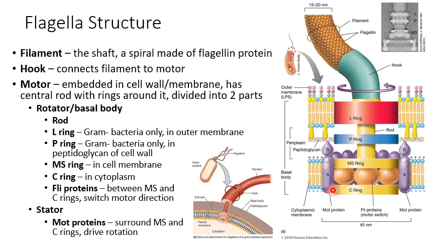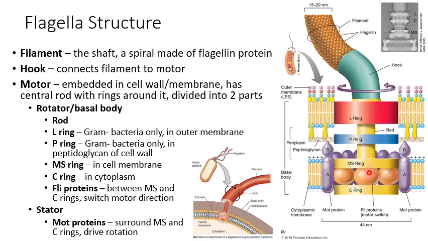Your structure of the motor is going to differ between gram-positive and gram-negative bacteria. This is for gram-negative bacteria. In gram-negative bacteria, the rotator or basal body has these four different rings in it. So you have the L ring that's embedded in the outer membrane. Then you have the P ring that's embedded in the peptidoglycan of the cell wall. Then you have the MS ring and the C ring that are both embedded in the cell membrane, but the C ring is sticking out into the cytoplasm. Between the MS ring and the C ring, you have flea proteins, which would be these round guys right here.